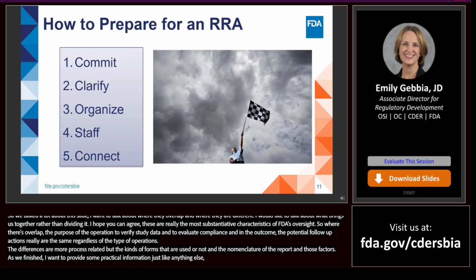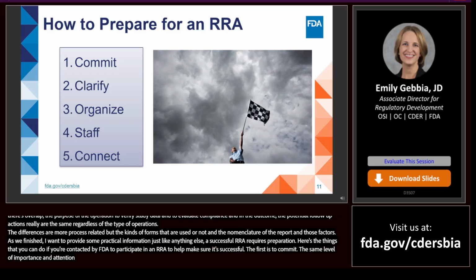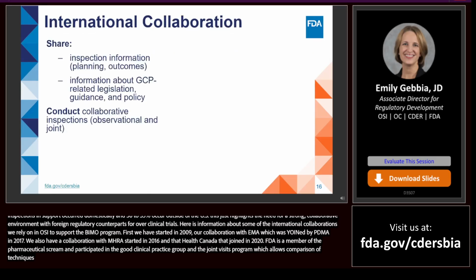Preparation for an RA is of paramount importance, relying on dedicated teams and organized documentation to facilitate thorough FDA reviews. Clear communication regarding specific requests is essential for ensuring a smooth and efficient process. The FDA actively collaborates with various international bodies to promote the sharing of information and best practices related to good clinical practices. Such partnerships are instrumental in streamlining inspection processes on a global scale.